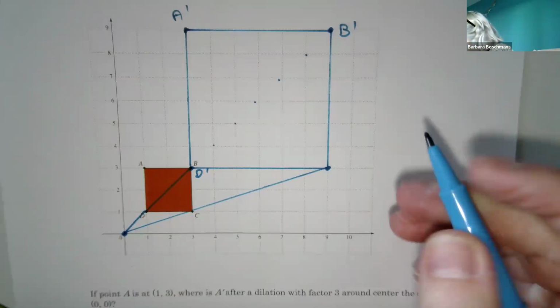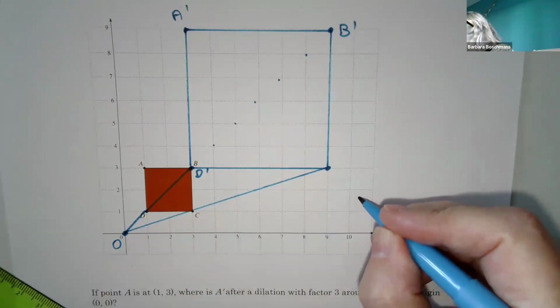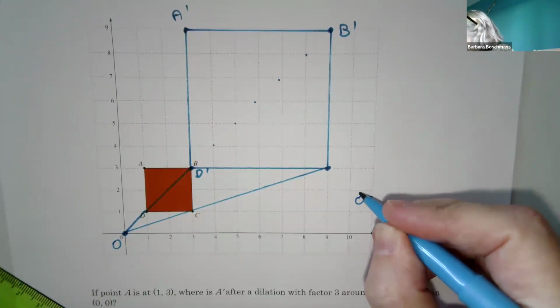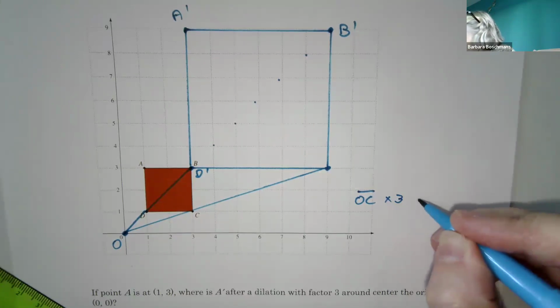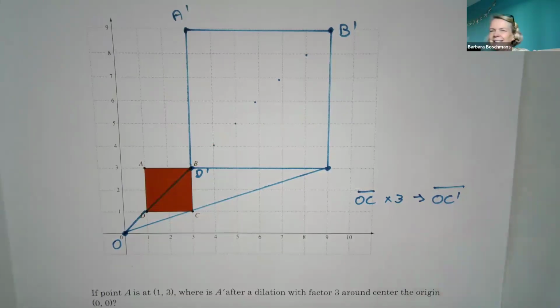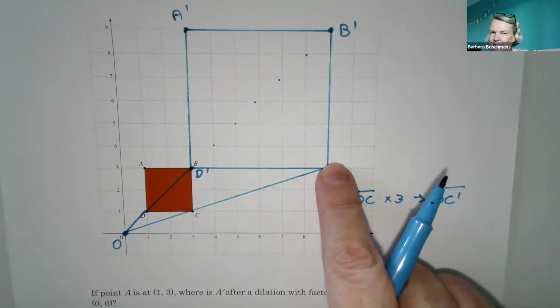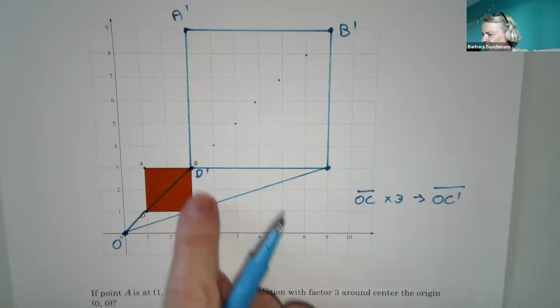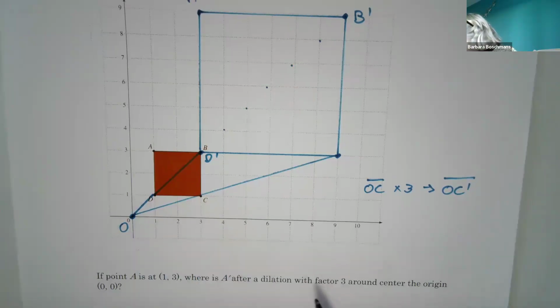So if I look, let's call the center O. If I go from O to C, and I multiply it by 3, that's going to give me O to C prime. So that distance times 3, the scale factor, gives you that total distance. This was 3 centimeters. This is 9 centimeters. This side is 2. 2 times 3 is 6. This side is 6. Point A was at 1, 3, and now it is at 3, 9.